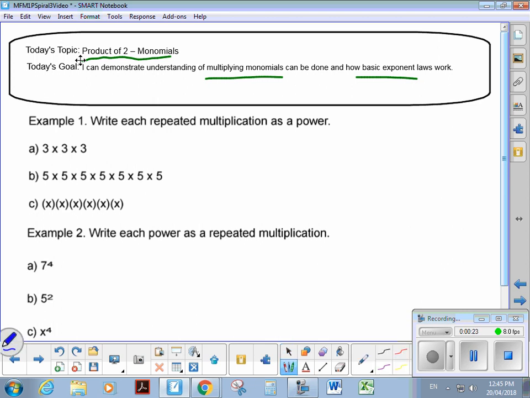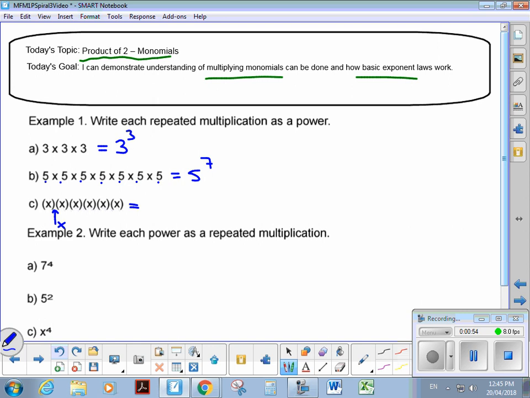So example 1, what is a more efficient way to write repeated multiplication? Okay, so that's basically what I'm asking. So we can rewrite this as a base of 3, and there's 3 of them, so we multiplied 3 by itself 3 times, or 3 to the exponent 3. For the next one, we've got 1, 2, 3, 4, 5, 6, 7 5s, so it's 5 to the exponent 7. And in this one, we use brackets for our multiplication, okay?